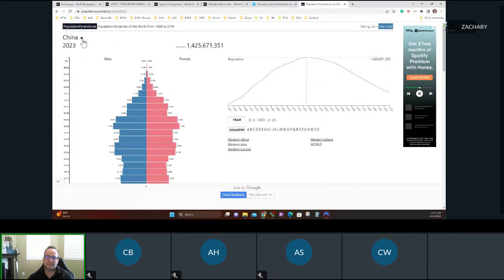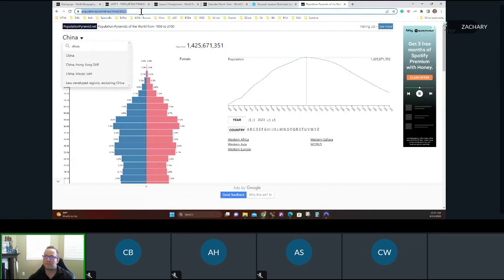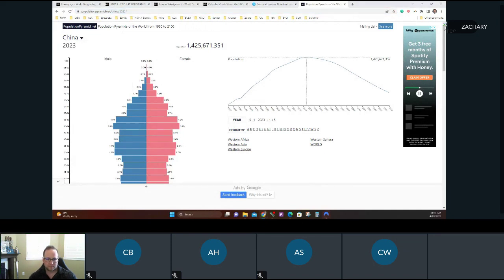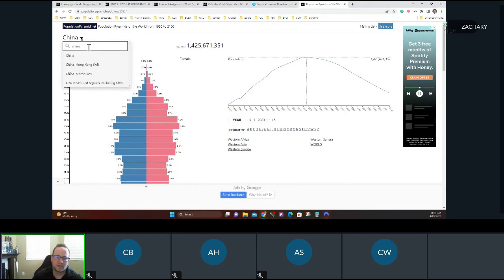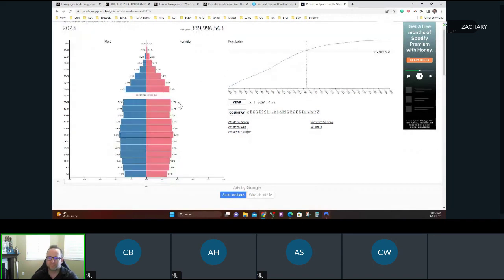Let's look at the United States, and you guys can roll through this too. It's populationpyramid.net. Throw this in the chat again. It's going to bring up China, but you can go here and type in what country you want to look at, right? We're going to go United States of America. Oh, come on. Didn't want to do that. United States of America. All right.